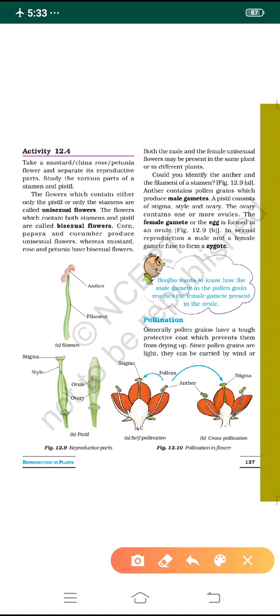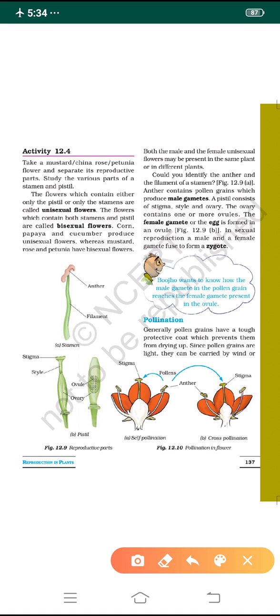The flowers which contain both female and male parts, that is stamen as well as pistil, are called bisexual flowers. Both male and female unisexual flowers may be present in the same plant or in different plants.